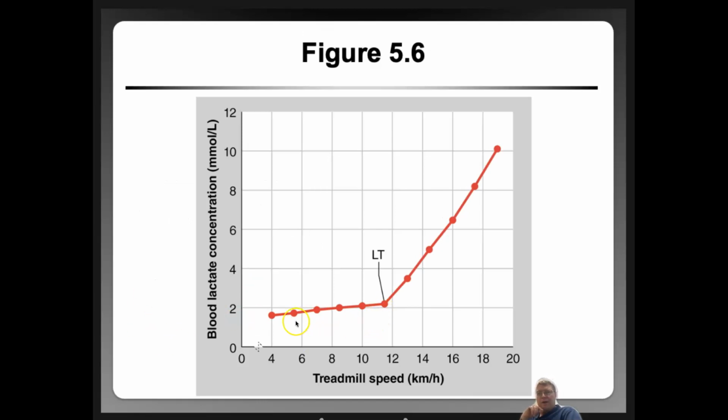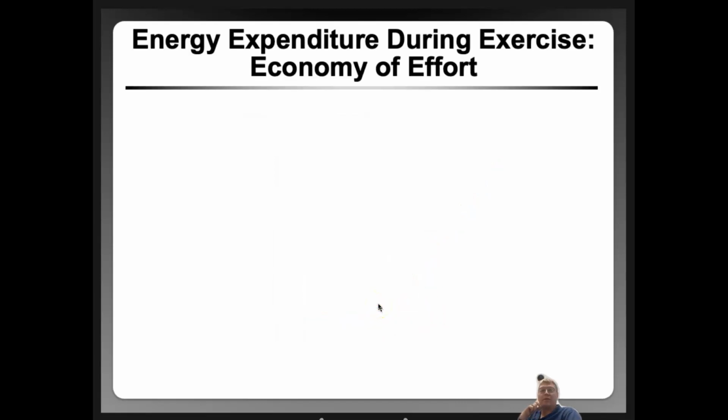So this is where, as they were talking about, it just goes up exponentially. So the treadmill speed, the blood concentration, again, they probably did this by taking blood every 4 minutes or whatever, looks like every 2 minutes. And where it starts to go up, that's the lactate threshold that they're talking about.